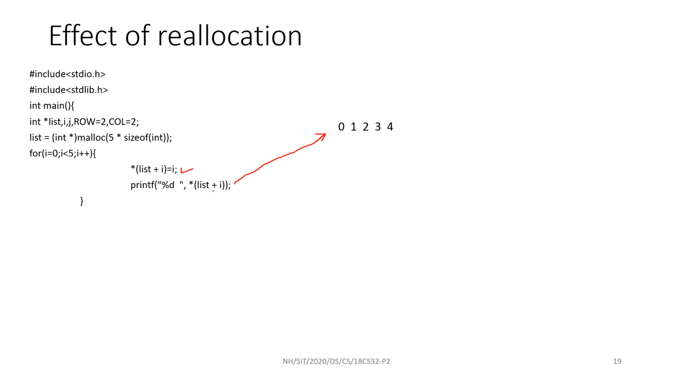Now I find that I have insufficient memory. I want to expand it. How much? 10 more locations I have to add. 10 into 4, 40 bytes I have to add. How to do that? Call the realloc function with the same pointer. Remember that, the same pointer is used. How much? Another 10 into 4 bytes are added, 10 items, 10 plus 5.